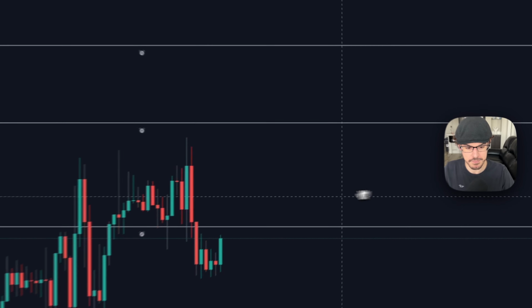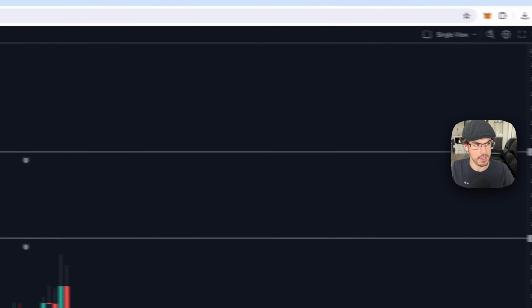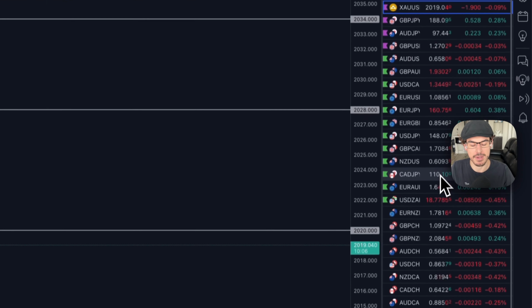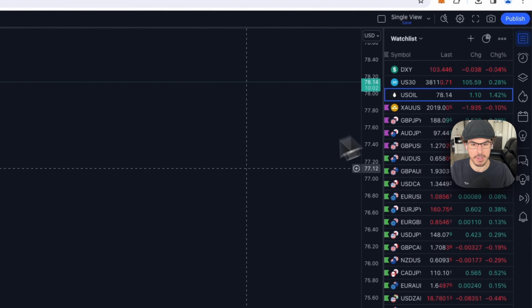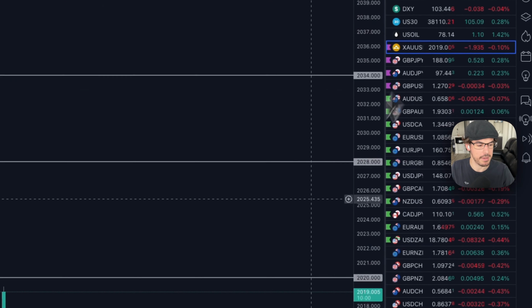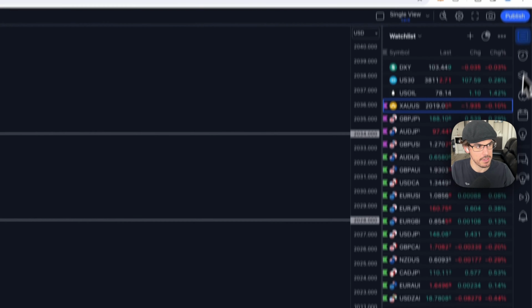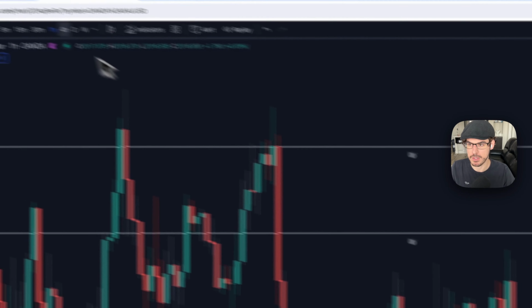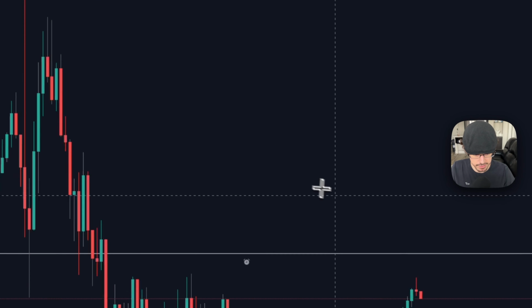For example, this is the 1 hour time frame on gold. I can open up any instrument that's currently trading. This is gold, for example. This is oil. Basically, if it's allowed to be traded, it's in here. So for me, it's gold. This is the 1 hour time frame. Let's go into the 5-minute time frame, for example.